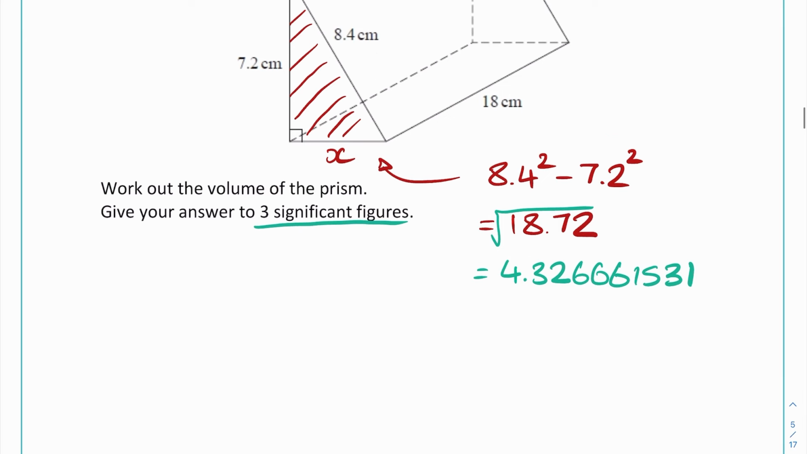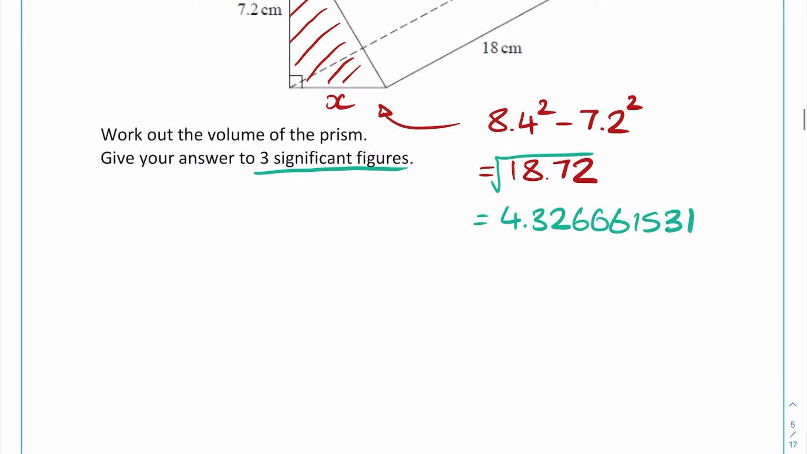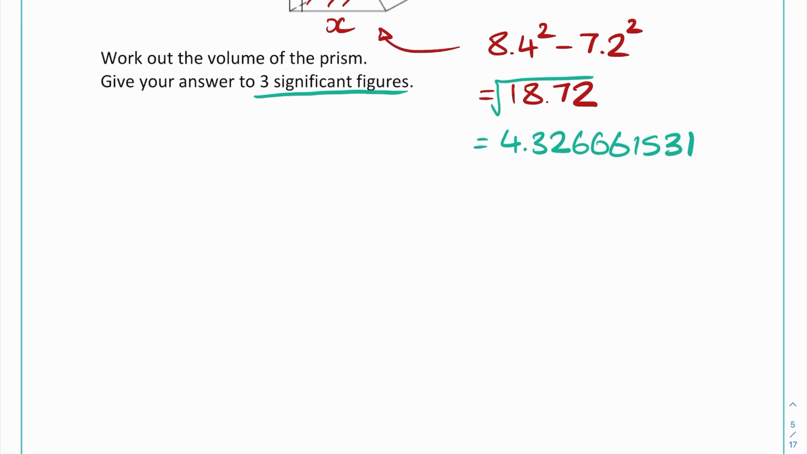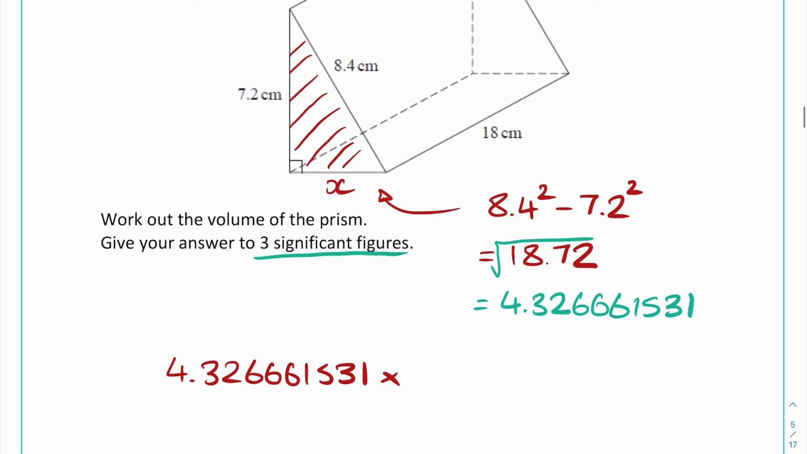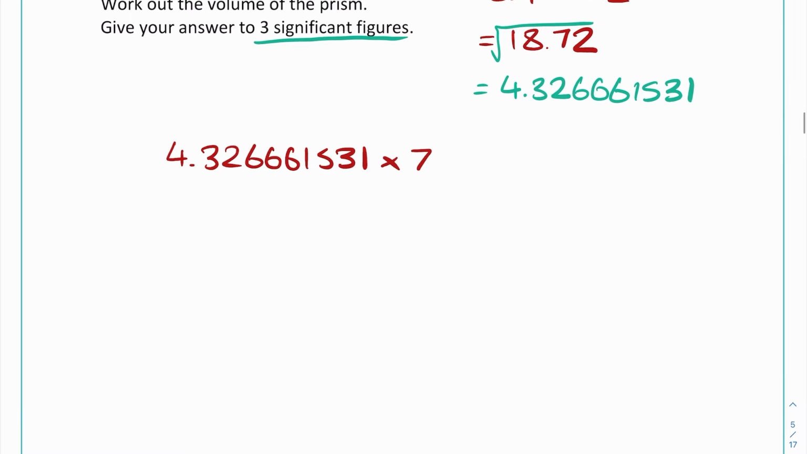So now I have the base of the triangle. So what I can do now is I can do half base times height, or base times height divided by 2, however you choose to write it. So 4.32666 1531, multiplied by the height, which is 7.2, and then divide all of that by 2. And that's going to give me the area of the triangle.